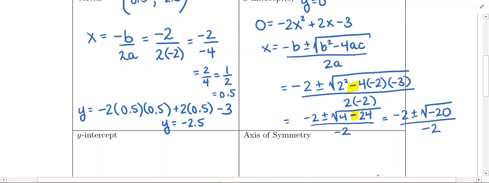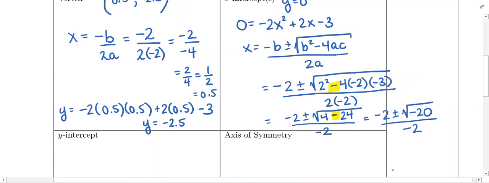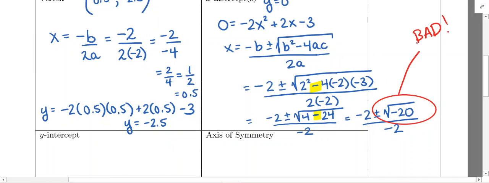As soon as you do this, you should hear an alarm bell going off in your head. You have a negative under the square root. We cannot ever take the square root of a negative number. So I'm going to go ahead and circle this. This is bad. We can't have a negative under the square root.